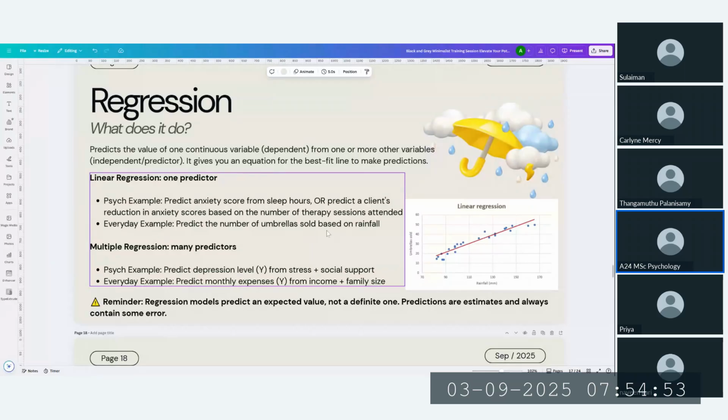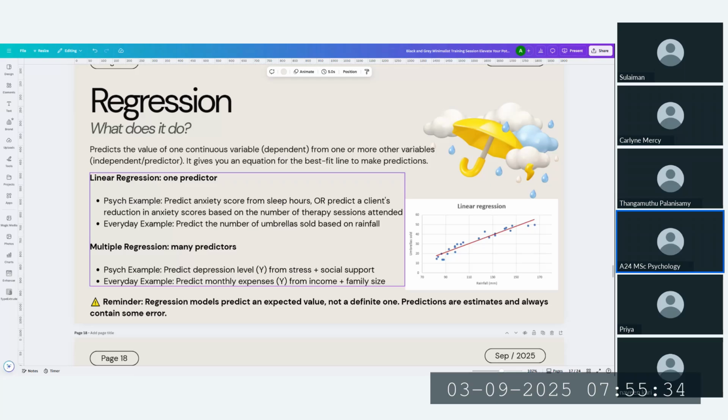And finally, regression. The word looks very scary. Don't be scared. Regression is just prediction. What does regression do? It will predict the value of a dependent variable based on other variables. So there's linear regression and multiple regression. Just like one-way ANOVA, one factor, two-way ANOVA, two factors. Here you have one predictor, called linear regression, and multiple regression, where there are many predictors.